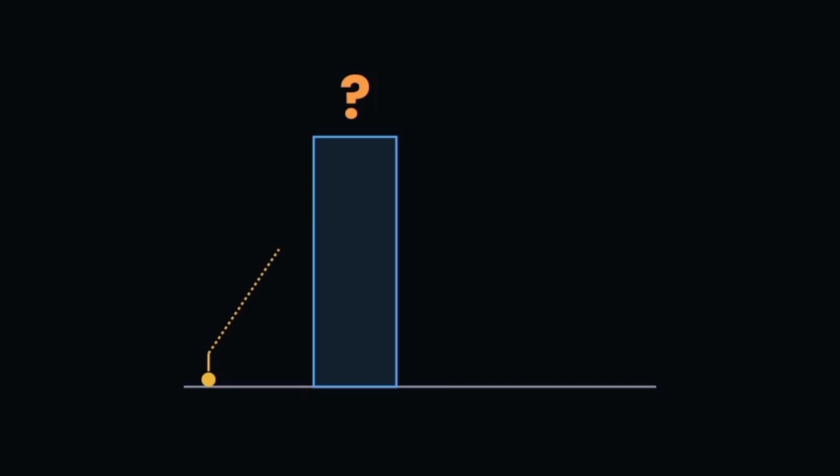Imagine you're standing at the bottom of a tall building. You want to know its height. You don't have a ladder. You can't climb it. So how can you measure it? This is exactly the kind of problem trigonometry was created to solve.